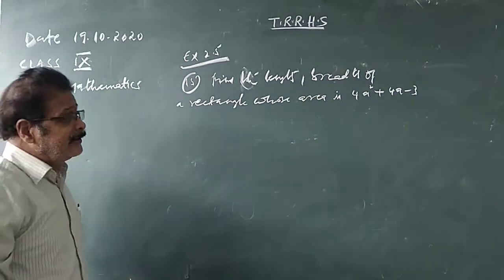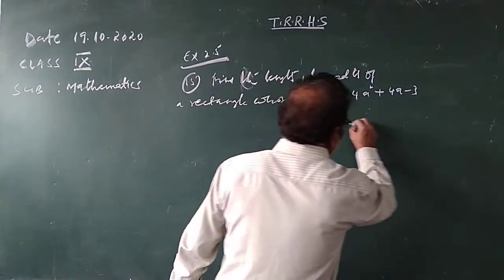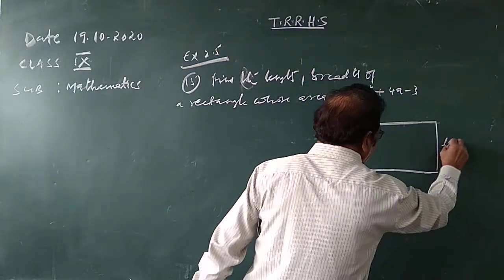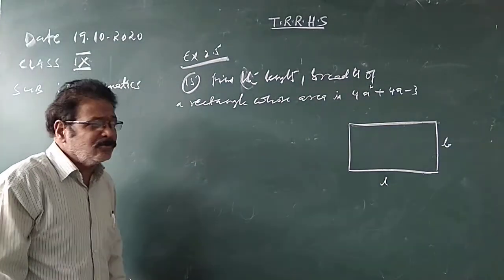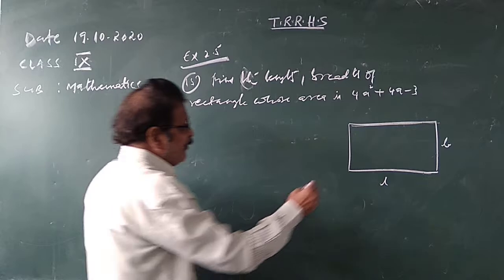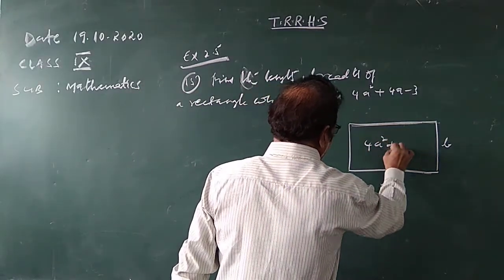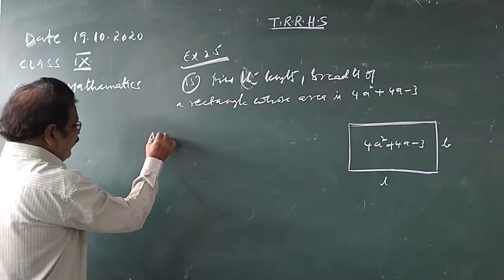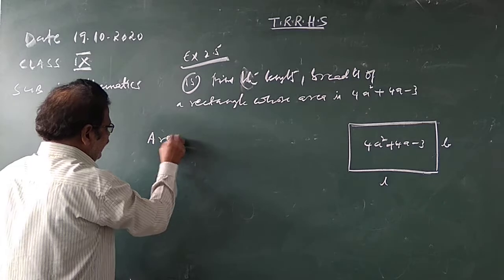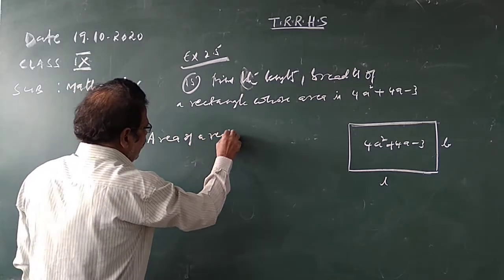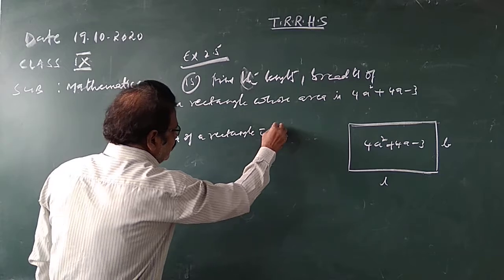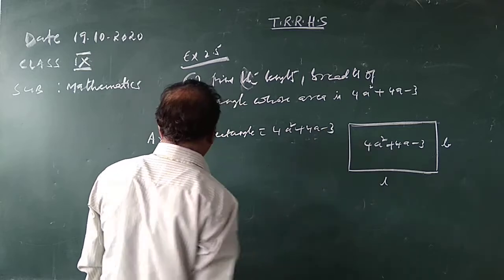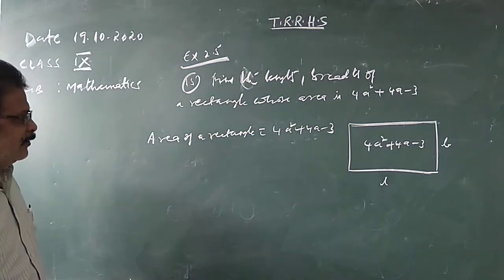Here the area of the rectangle is given. This is a rectangle, and we don't know its dimensions, whose length and breadth we don't know. Directly, what is given here? The area. Area is 4a square plus 4a minus 3. So the area of a rectangle is equal to 4a square plus 4a minus 3. This is given.